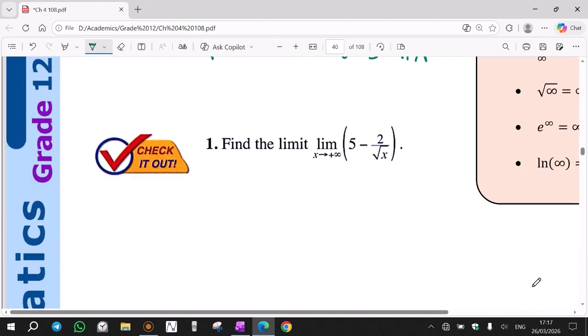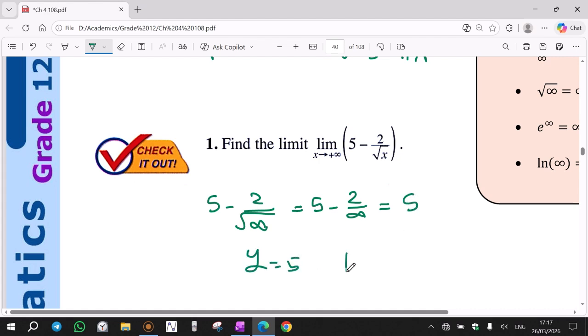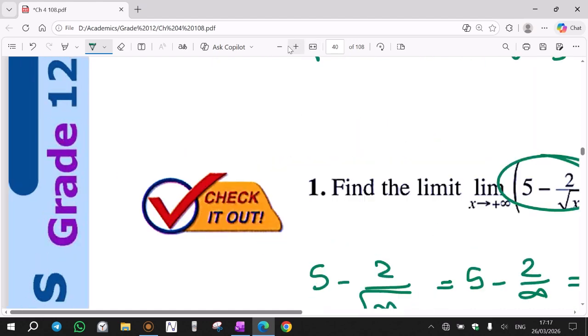This example, let's do it. We put infinity in place of x, we'll get 5 minus 2 over square root of infinity. Square root of infinity is infinity. 5 minus 2 over infinity. 2 over infinity is 0. Then the final answer is 5. So y equal to 5 is the horizontal asymptote for this function.